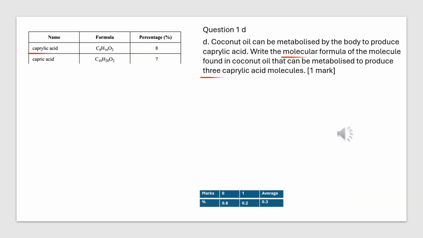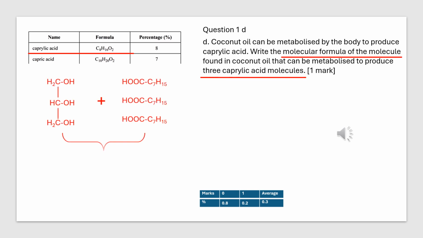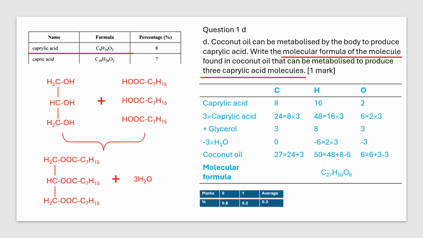Coconut oil is a triglyceride. 1 glycerol and 3 caprylic acids condense to form this triglyceride, and 3 water molecules are eliminated. We list the carbons, hydrogens, and oxygens of reactants and products, and calculate the number of them step by step. Finally, we get the number of carbon is 27, hydrogen 50, and oxygen 6.